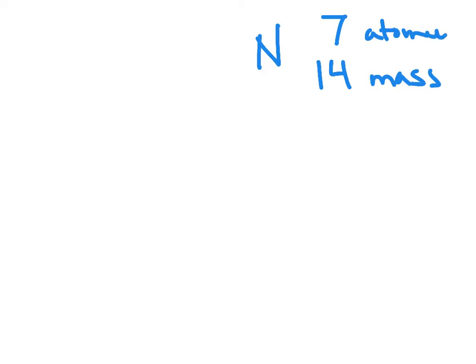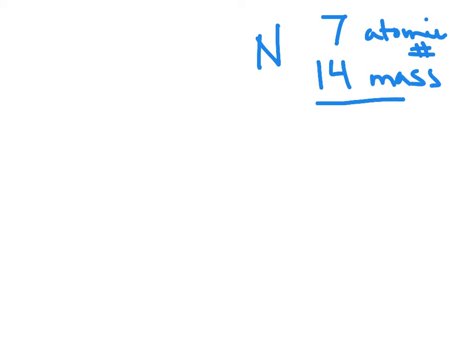For example, if I wanted to draw a Bohr-Rutherford diagram for nitrogen, the first thing I would do would be to look at the periodic table and find my nitrogen square. So nitrogen is atomic number 7, and it has a mass of 14. When looking at the periodic table, you're going to make sure to round up for your mass to an even number.